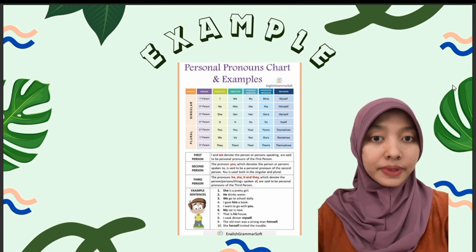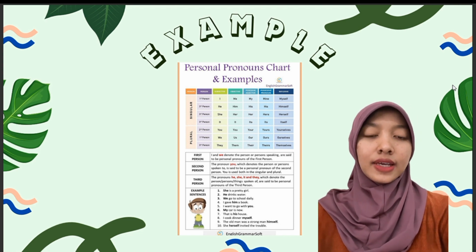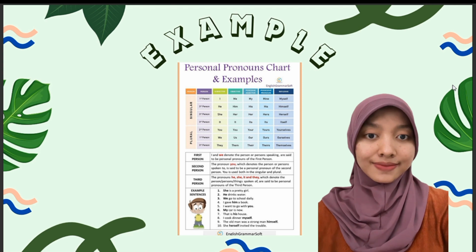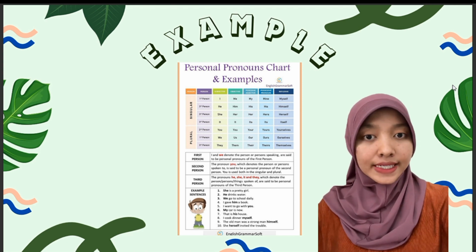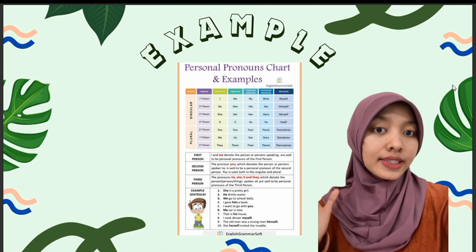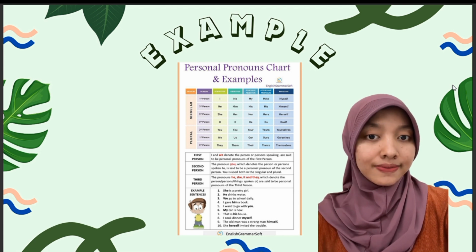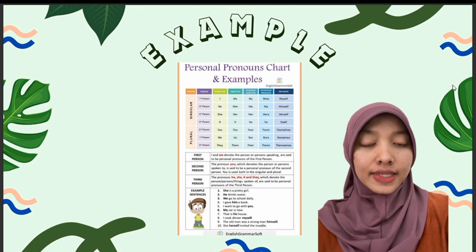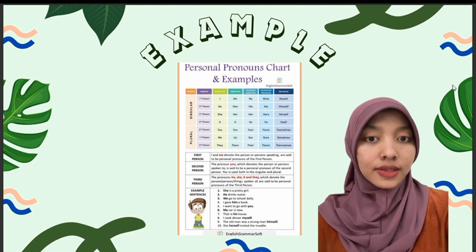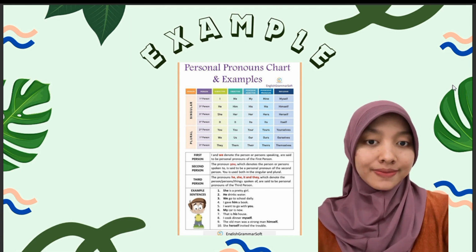For the next example, the third person. The third person is he. The third person in the subjective column is he. He remains the same, he. But in the objective column, he changes into him.